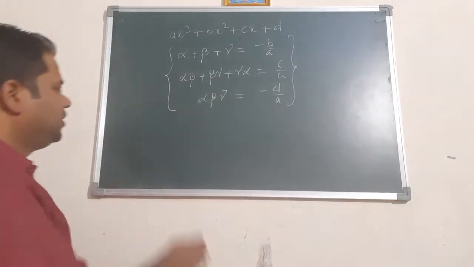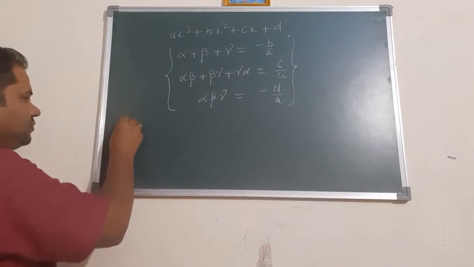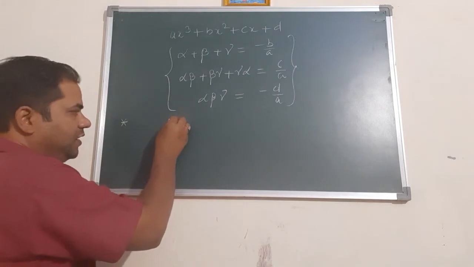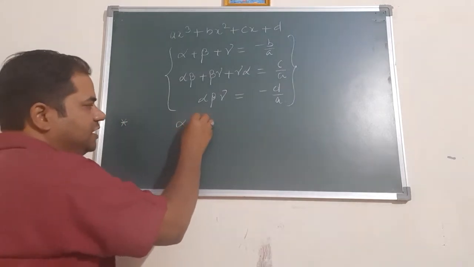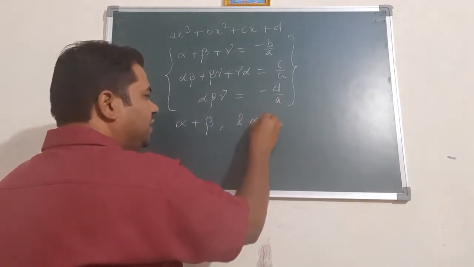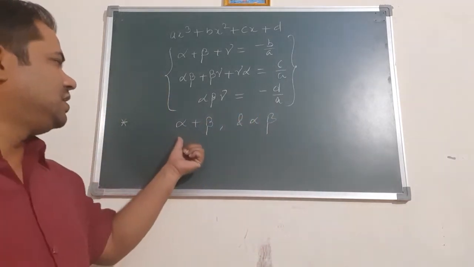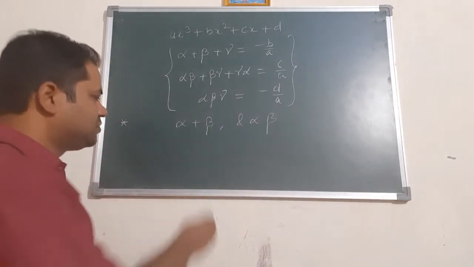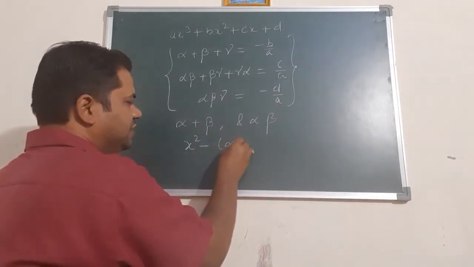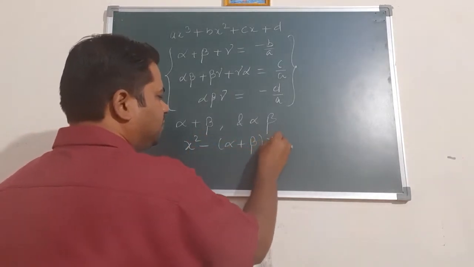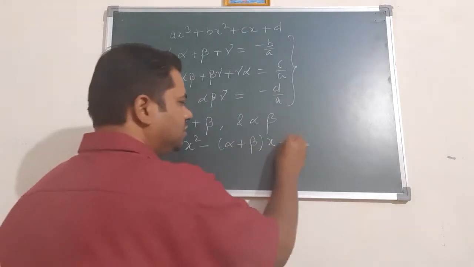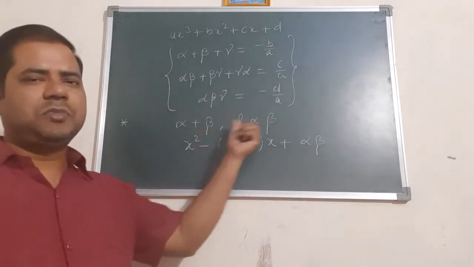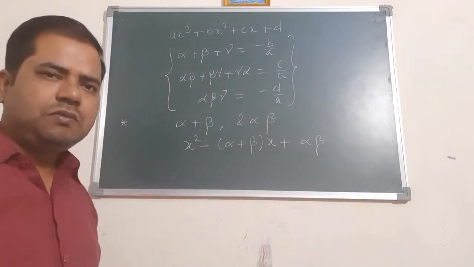Now the next topic, you can say: if we are given the sum and product of zeros of a quadratic polynomial, then what is the polynomial? This is nothing but x square minus alpha plus beta, that is the sum of the zeros, x plus alpha beta. This is the polynomial if you are given the sum and product of the zeros of the polynomial.